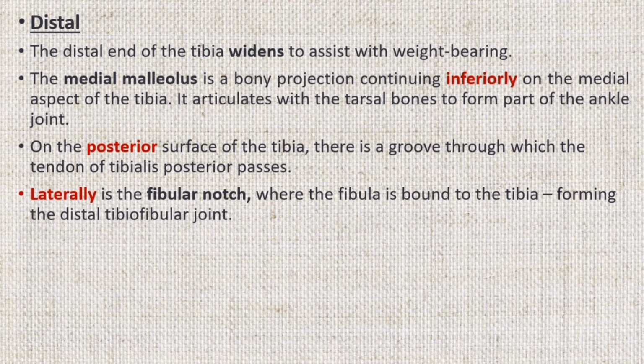Distal. The distal end of the tibia widens to assist with weight bearing. The medial malleolus is a bony projection continuing inferiorly on the medial aspect of the tibia. It articulates with the tarsal bones to form part of the ankle joint. On the posterior surface of the tibia, there is a groove through which the tendon of tibialis posterior passes. Laterally is the fibular notch, where the fibula is bound to the tibia, forming the distal tibiofibular joint.